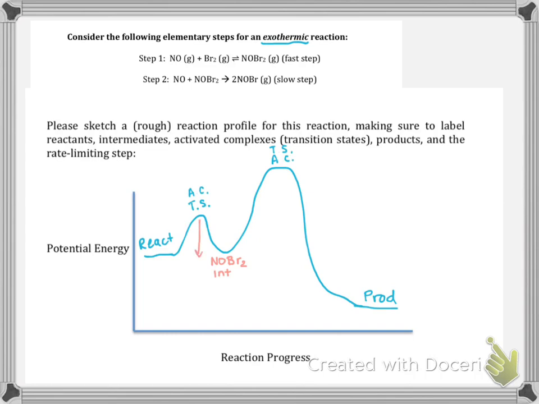Okay, and then we have our two activation energies, and it's much larger for our second step, which is the slow step. And because we went from a higher energy level to a lower energy level, we have a negative delta E, which is because it's an exergonic reaction.